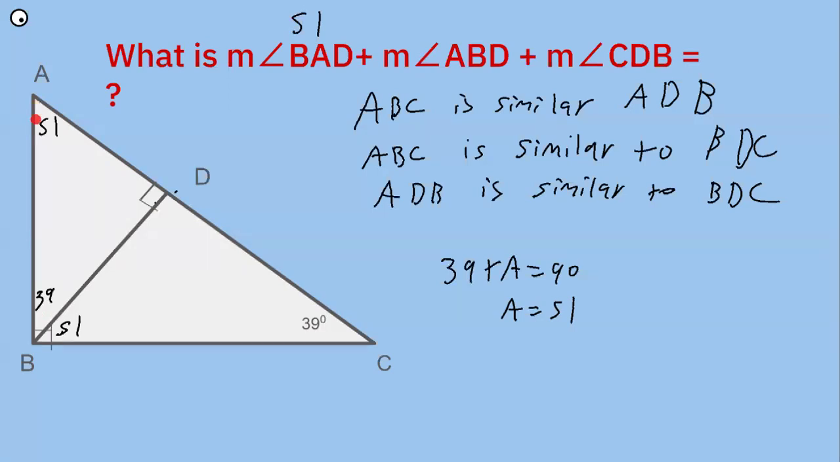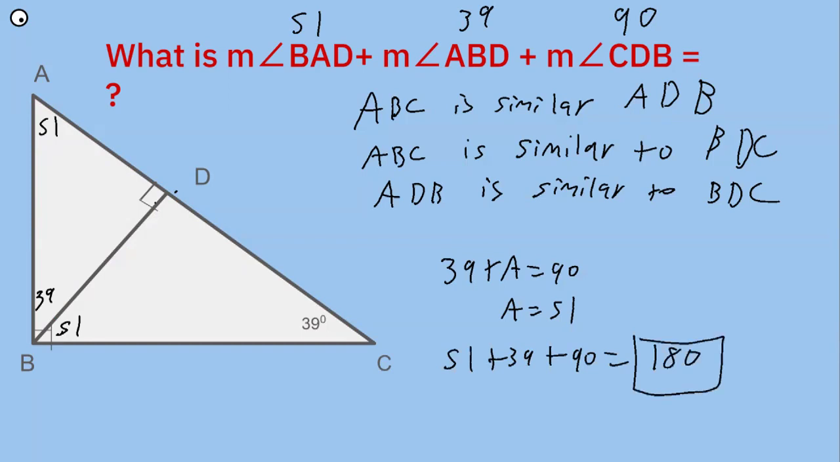ABD is 39. And CDB is 90. So if you look at what happens there, 51 plus 39 plus 90 equals 180. So that'll be your answer. And that's the degrees of a triangle, which makes sense, because we had two angles of a triangle, and then this angle here, which is the same as this angle here. So it's really like we found this triangle here.